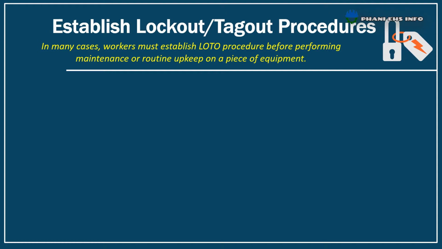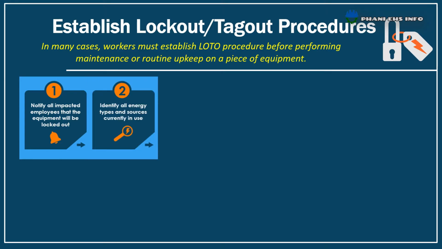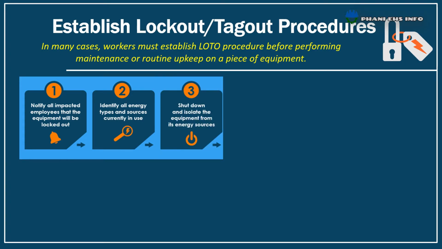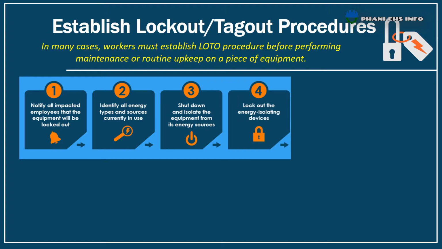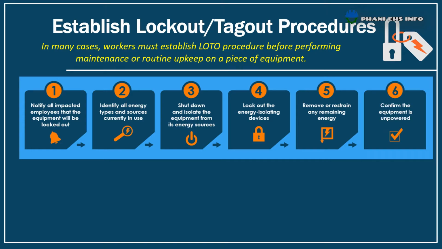In many cases, workers must establish a LOTO procedure before performing maintenance or routine work on a piece of equipment. The steps in a LOTO system are: notify all impacted employees that the equipment will be locked out. Identify all energy types and sources currently in use. Shut down and isolate the equipment from its energy sources. Lock out the energy isolating devices. Remove or restrain any remaining energy. And confirm the equipment is unpowered.